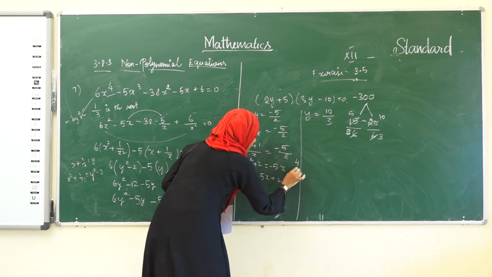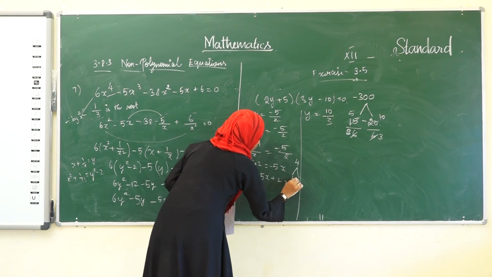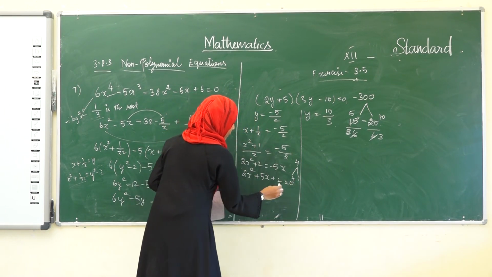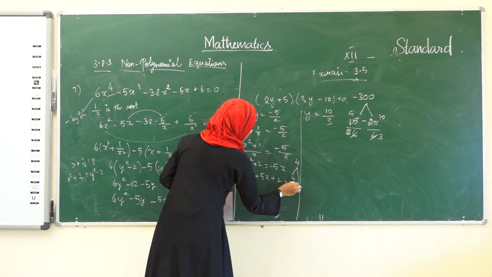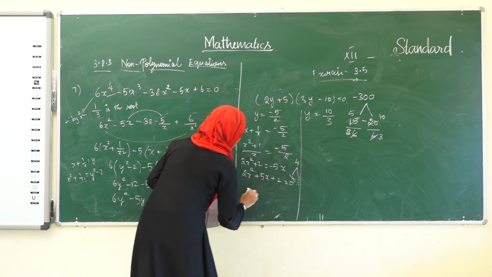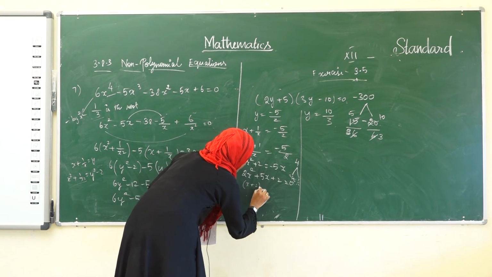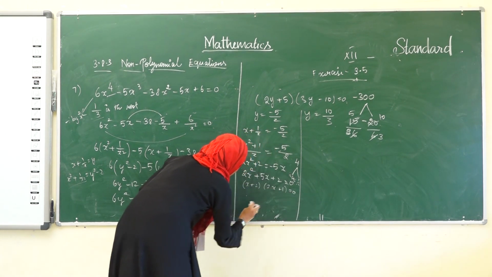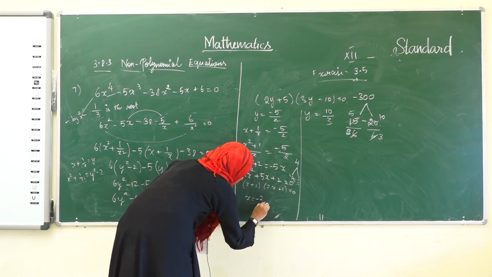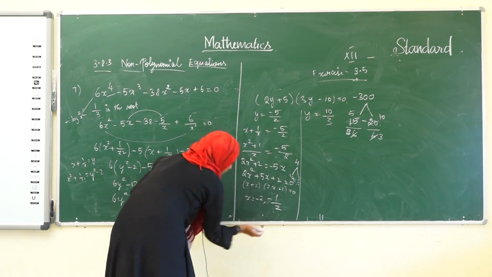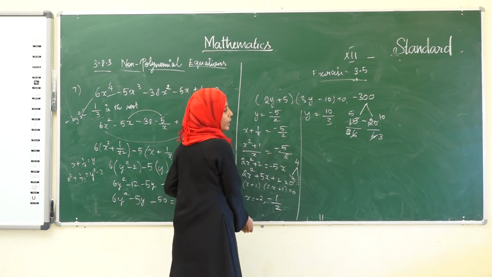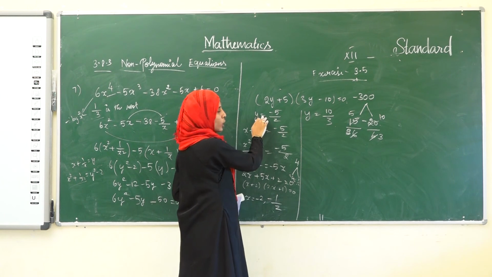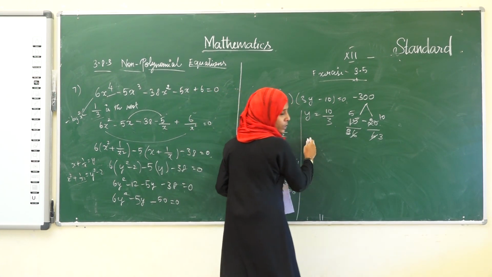Now factorize this. 4 into 1, divided by 2, 1, 2. Therefore the factors will be x plus 2 into 2x plus 1, which is equal to 0. Therefore x value will be minus 2 comma minus 1 divided by 2. We got these two values from the value of y equal to minus 5 by 2. Now, when the value of y is equal to 10 by 3.